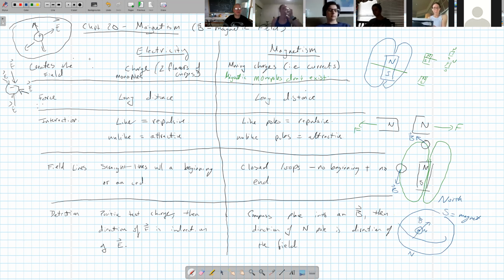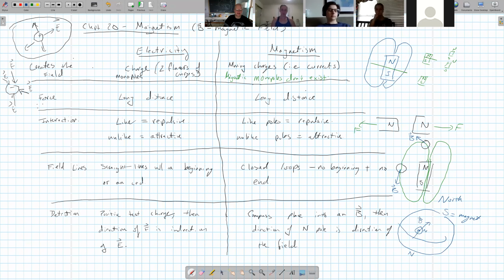So again, what creates an electric field are charges. So electric monopoles. What creates magnetic fields are currents. The forces on both of them are long-range forces. The interactions of the forces are basically the same. So again, like repel each other, unlike attract each other.